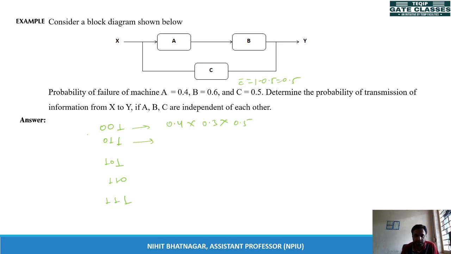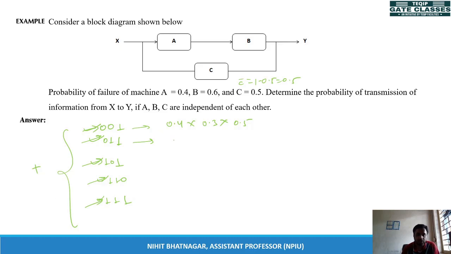Okay, then, either this or this, or this or this or this. It means either this process will work, or this process will work, or this process will work to make transmission from X to Y. And that's why at the end we will add all of these things.